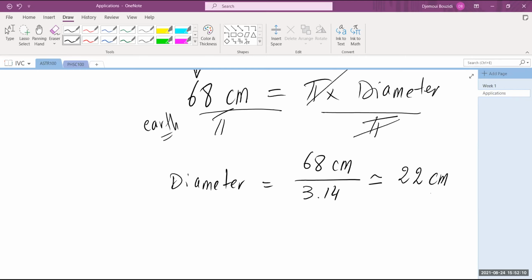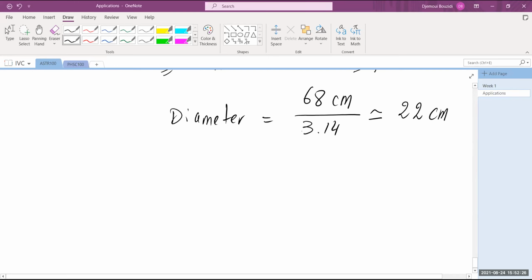Obviously, we know the Earth radius is 6,400 kilometers, or 6,378 kilometers, roughly about 6,400. Twice that much is going to be 12,800. So the Earth diameter is actually not 22 centimeters, although it's going to be a tiny planet, it is actually 12,800 kilometers. So this is a model. This is not the real Earth. We scaled the Earth down to become like a ball. So this is the concept of scaling.